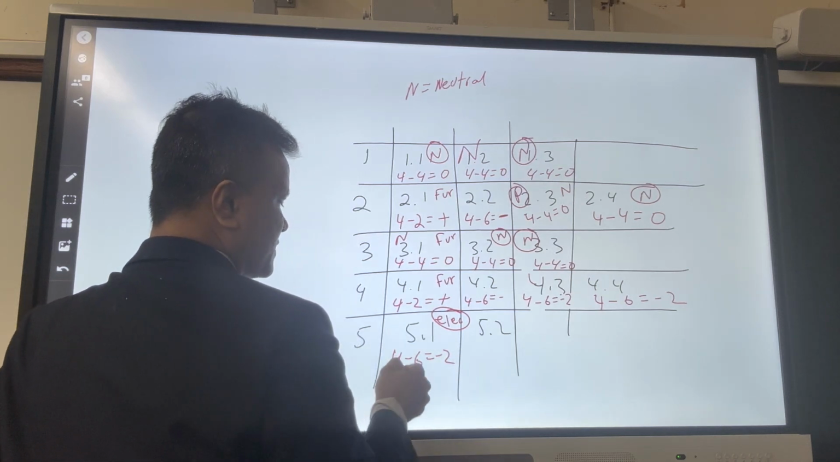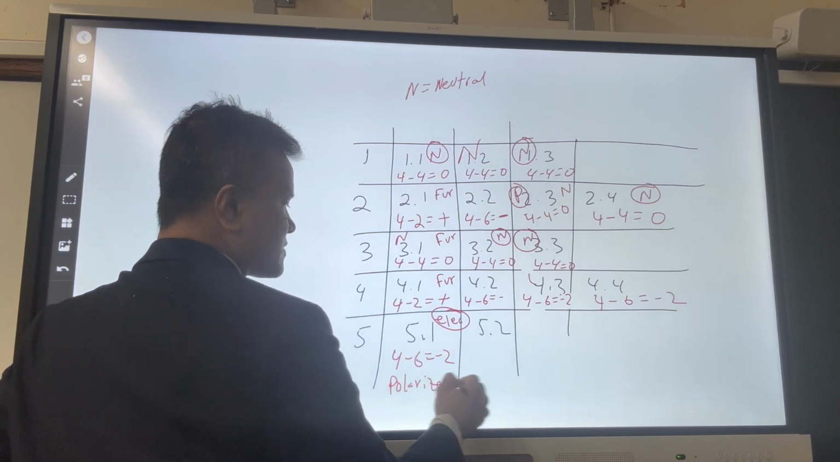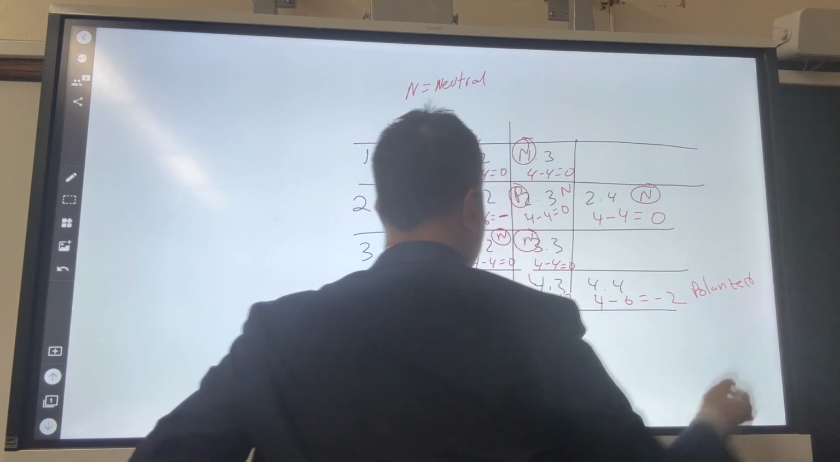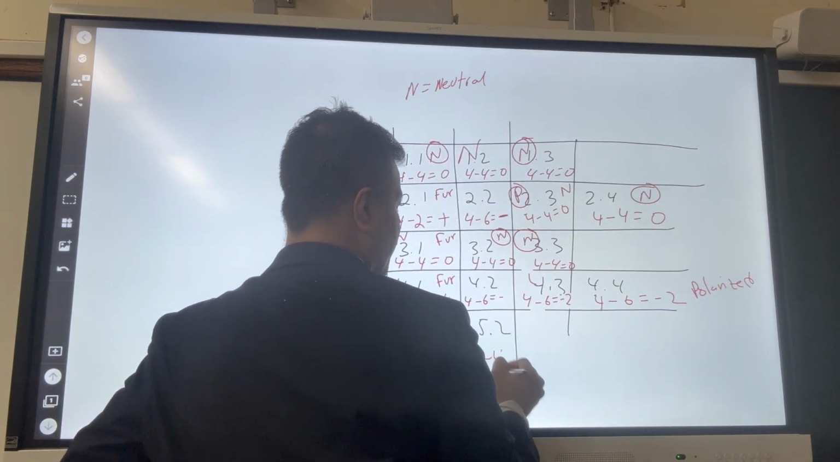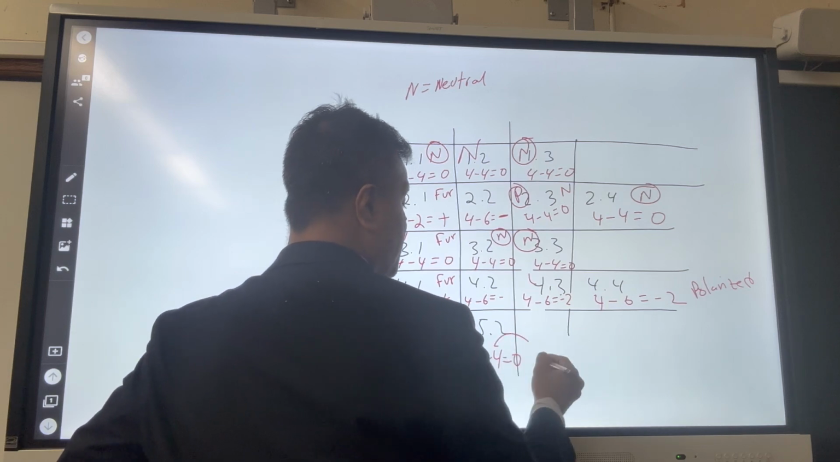All right, so this is polarized. This is also polarized. So this is 4 minus 4, 0. And this is neutral. This is charged by grounding.